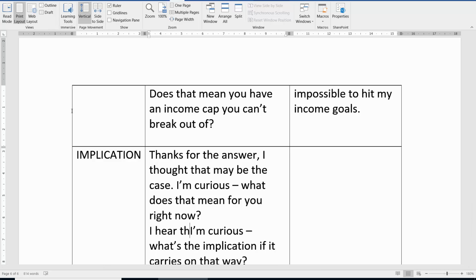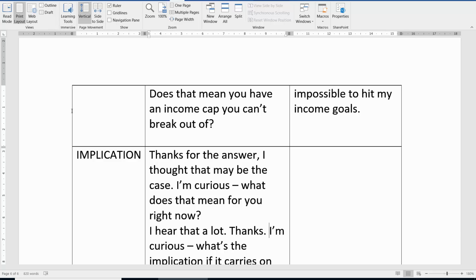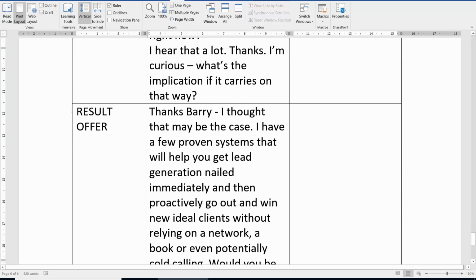I hear that a lot, because you're acknowledging, one, that they're not alone. You're saying thanks to them for being open. So, thanks for the answer. I thought that may be the case, actually. Look, I'm curious, what does that mean for you right now? So I'm curious, what's the implication if it carries on that way?